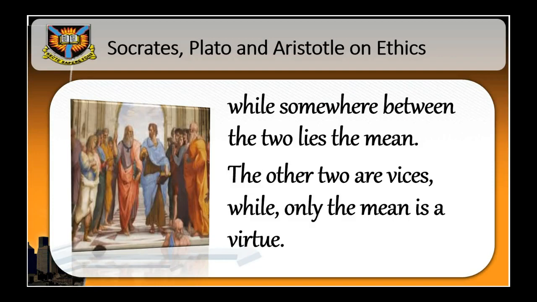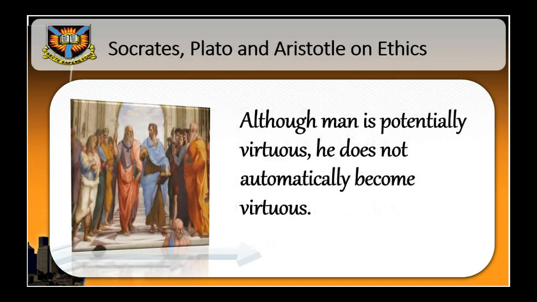Aristotle also links his moral philosophy to his metaphysical idea of potentiality and actuality, when he posits that although man is potentially virtuous, he does not automatically become virtuous. Rather, man actually becomes virtuous by his constant choice of virtuous acts, which over time makes it become his habit. This therefore means that if one constantly chooses the mean of every action and emotion, one is moving towards the state of being virtuous.